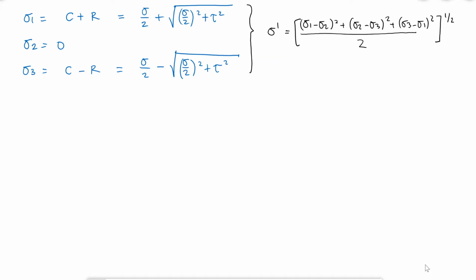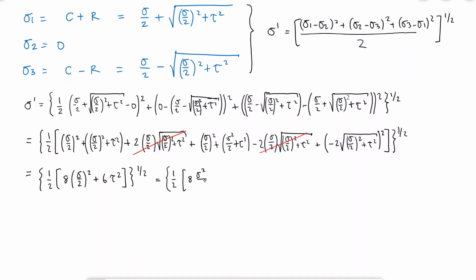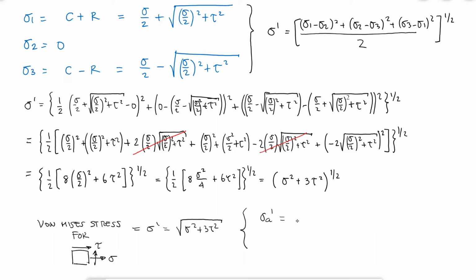We substitute the values sigma 1, sigma 2, and sigma 3. We distribute the squares. We cancel out terms and simplify others. And we find an expression for the von Mises stress for any element subjected to a normal stress and a shearing stress, which is the case of a shaft. And this is true for both the alternating and the mean stresses.